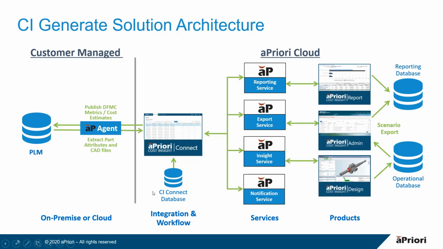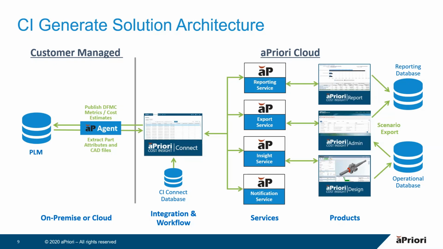This slide is meant to show the way the data flows and the way the system is deployed. There are a lot of new things, specifically on the left side of this screen. So to start, you'll see that we have something called the aPriori agent on the left-hand side. This agent sits between the PLM system and CI Connect to handle reads and writes.